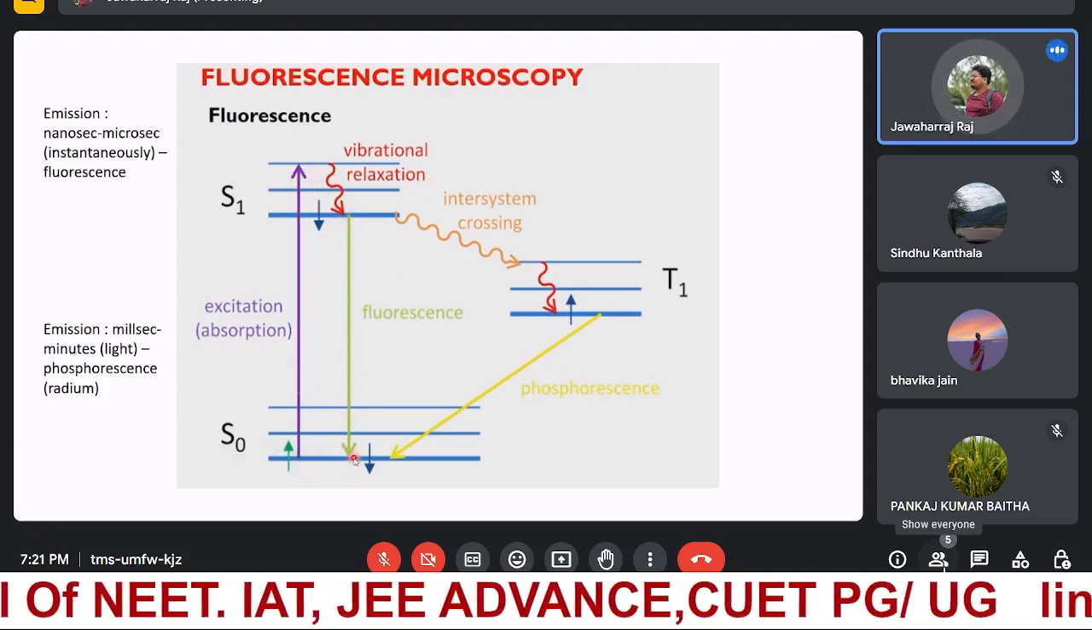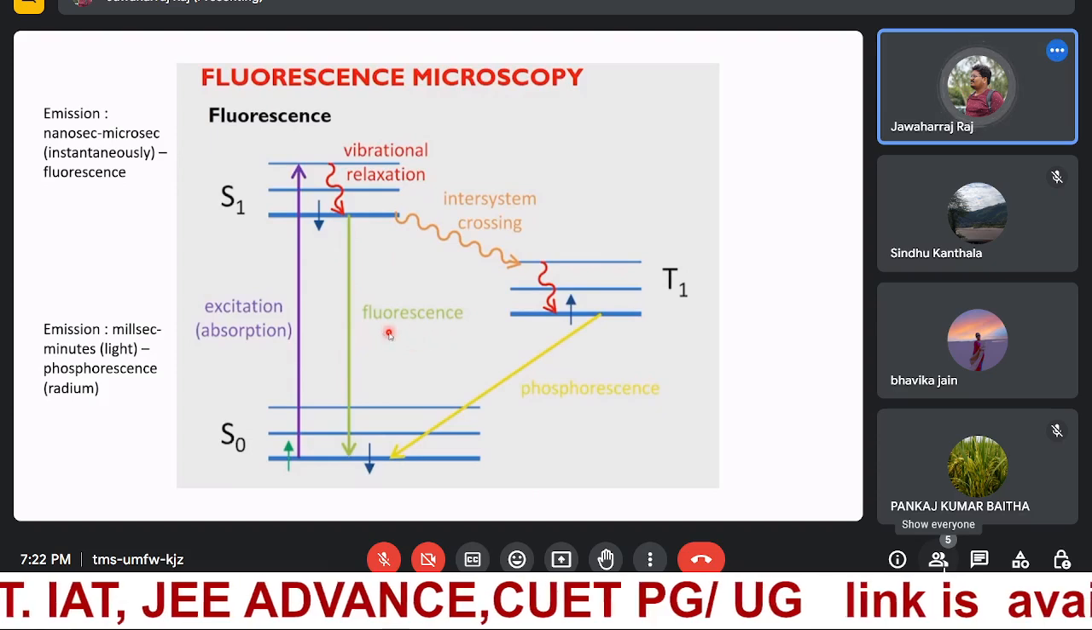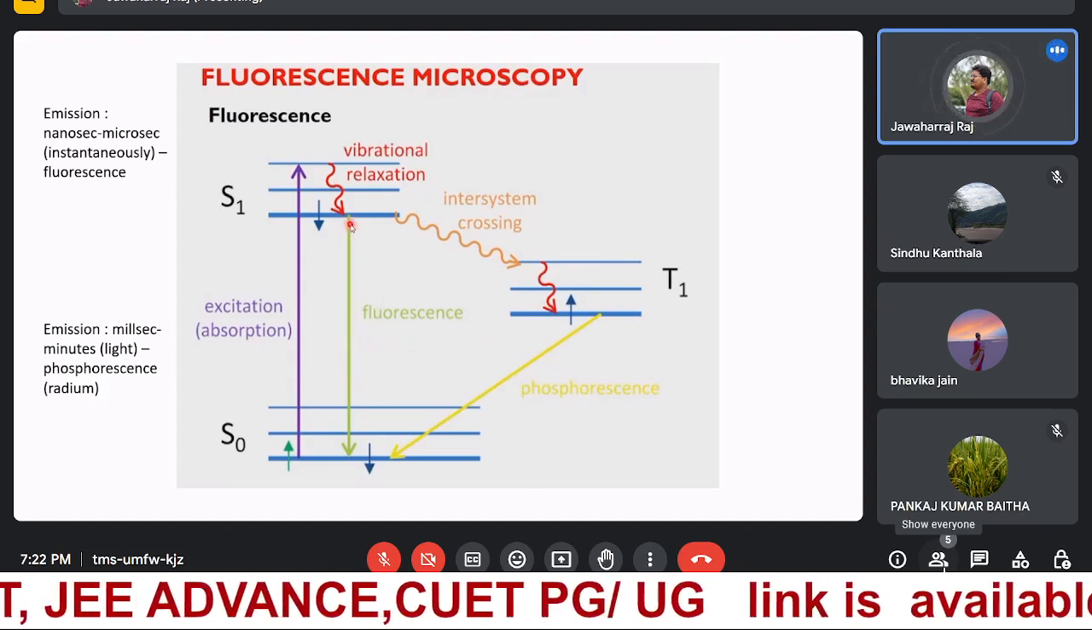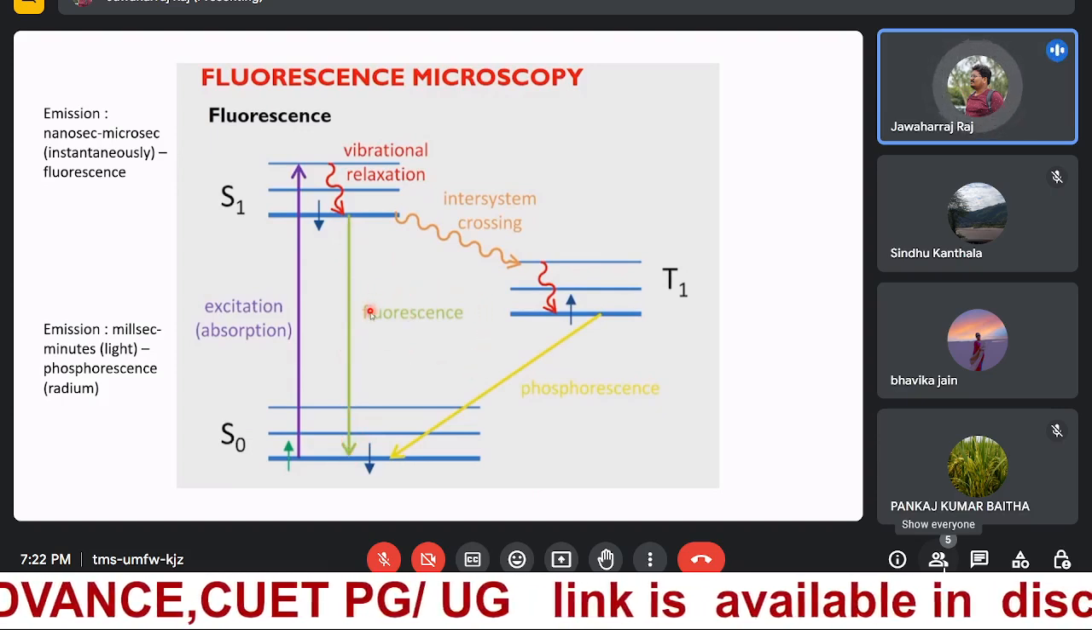After that, they will come down. While coming down, they will emit some amount of energy. It is called fluorescence.